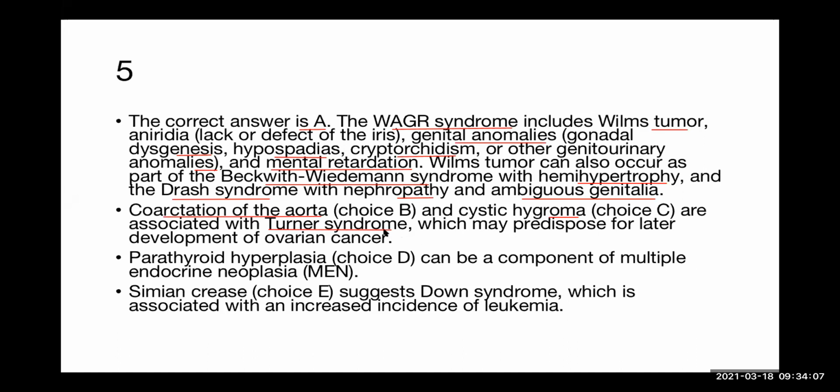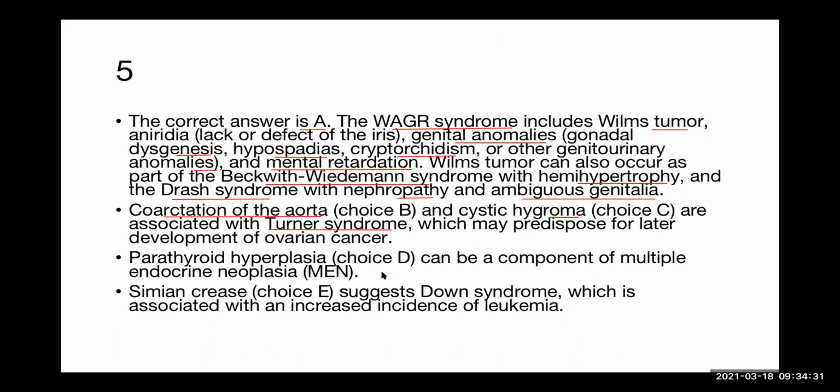Turner syndrome. Remember, this patient is a girl. And what is the karyotyping of Turner syndrome? 45X. Excellent. 45X. One X is deleted there. It is 45X. So these are the important questions for you in the exam. Please have a note, which may predispose for later development of ovarian cancer as well.